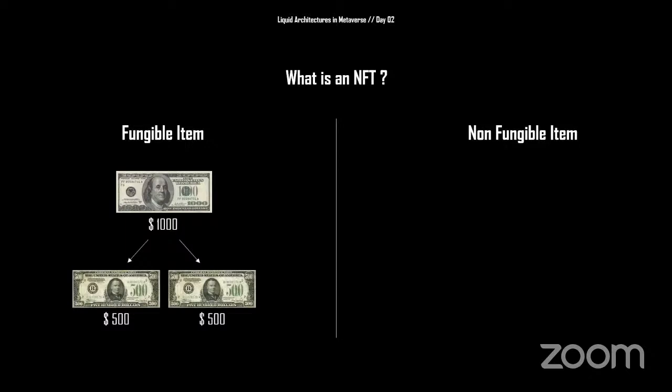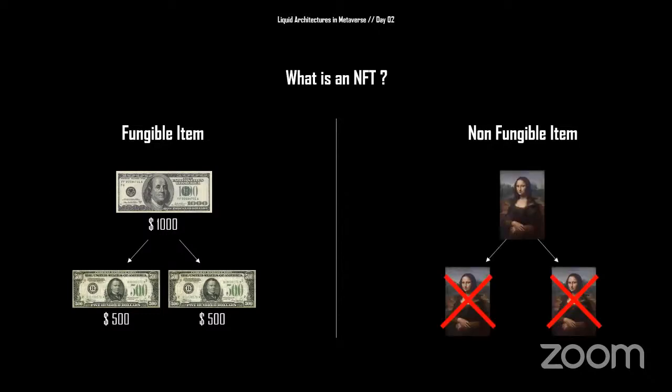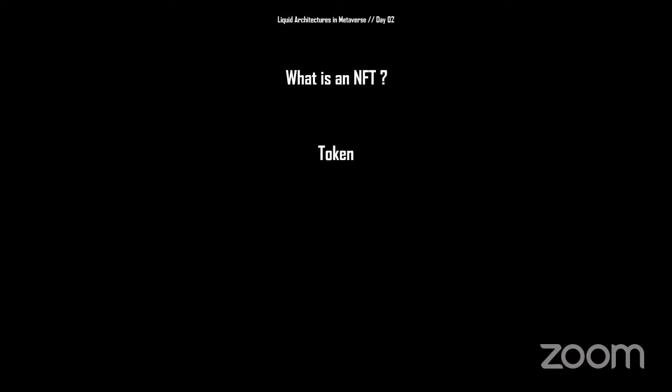For example, we have a $1,000 bill, and we can get the same value having $500 bills. So it can be subdivided into different categories, whereas a non-fungible item is something very original, and it has its own identity, like the Mona Lisa. It cannot be copied. It can be copied, but it won't be authentic, if that makes sense.